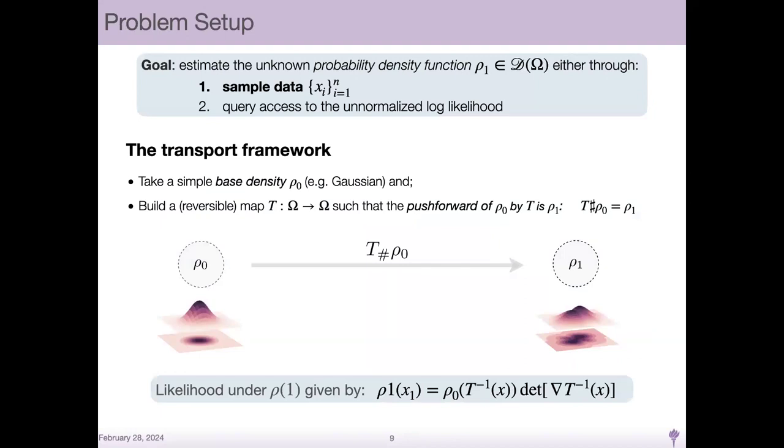Okay, so just to lay out what the transport framework is, this is the picture we're going to be working with. I'm interested in trying to understand this density ρ1. And I'm going to do that by introducing a new density, a very simple one perhaps, that I'll call a base density ρ0, might be something like a Gaussian. And my aim is to build some sort of reversible map that I call T here that says for every sample I draw from ρ0, I put it through T and it pushes it to a sample under ρ1. So you would say T pushes the density ρ0 onto ρ1.